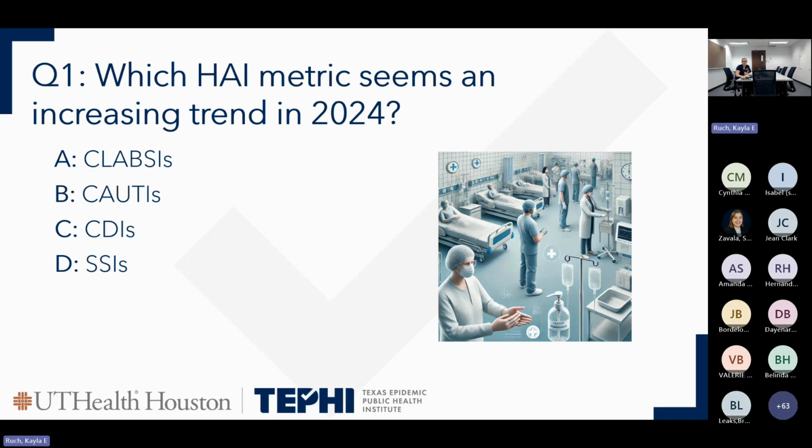So from those metrics on that chart, which HAI metric seems to have an increased trend in 2024? Is it your CLABSIs, your CAUTIs, your CDIs, or your SSIs? And feel free to put your answer in the chat.